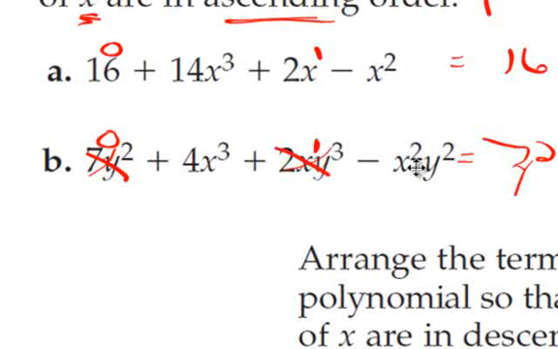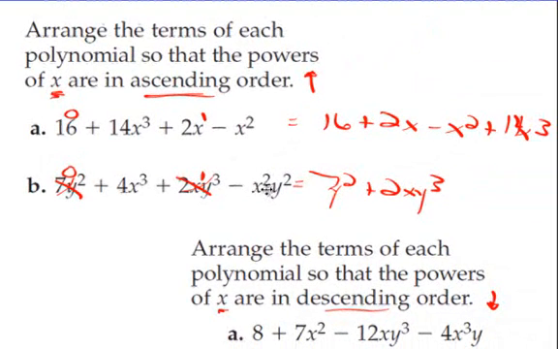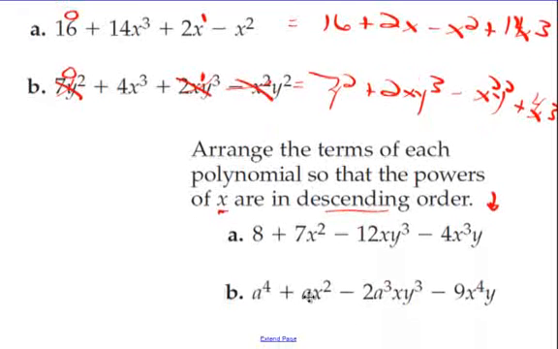The next thing we'll have is x squared, so minus x squared y squared. Again, the minus sign went with, plus 4x to the third. Okay, so that's ascending, going up. Let's take a look at descending. Descending is the most common.